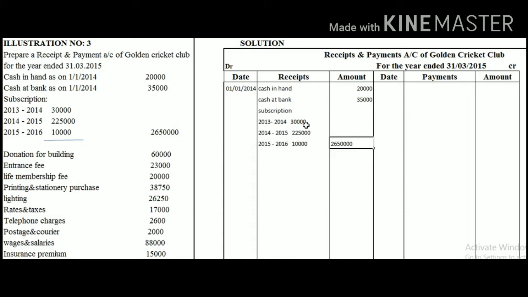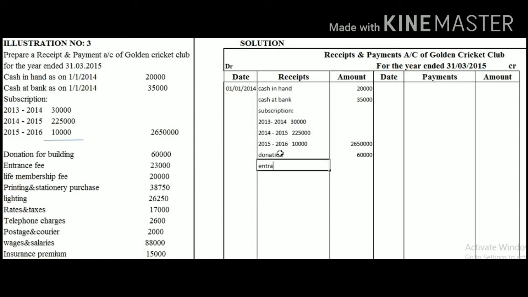So the total amount of subscription is 2,65,000. Then the subscription is over. What is the next receipt? Donation for building. Here the donation is another receipt of a non-for-profit organization. So the next item is donation. What is the amount of donation? It is 60,000.